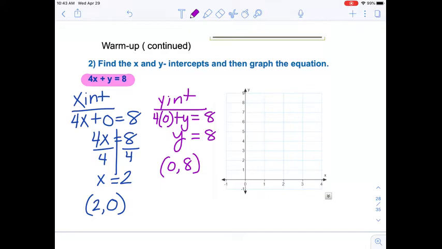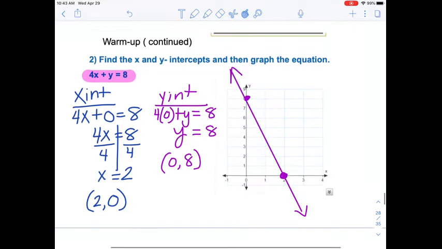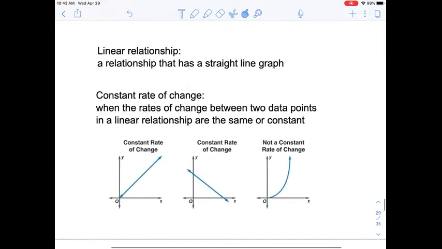I'm going to plot these. So my x-intercept is where my line is going to cross my x-axis, and that's going to be at 2, 0. So I'm going to plot that point. My y-intercept is where my line crosses the y-axis, and that's going to be at 0, 8. Now that I have my 2 points, I can connect my line. And there we have it.